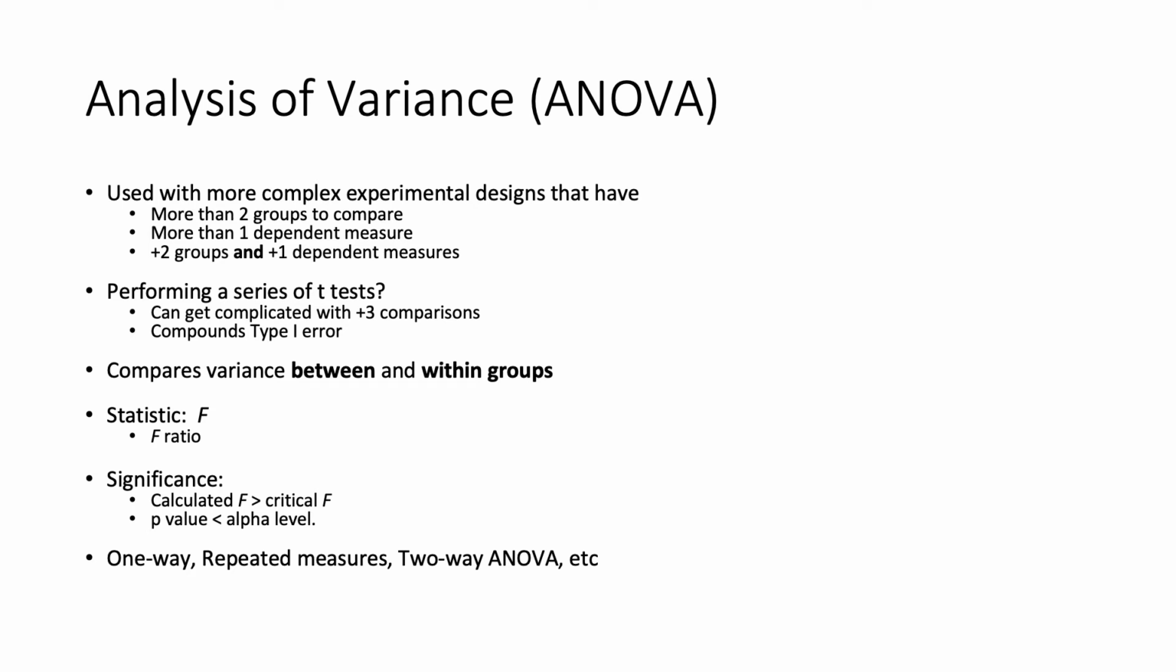With ANOVA, you compare the variance between and within groups. Variance between groups represents how the groups differ from the population mean, and the variance within groups represents how individuals differ from the group means. If the variance between groups is similar to the variance within groups, then this suggests that the treatment does not have an effect. The symbol for the result of an ANOVA is F, also known as the F ratio. There are different types of ANOVAs, such as one-way ANOVA, repeated measures, and a two-way ANOVA.